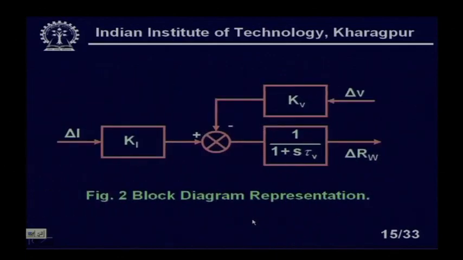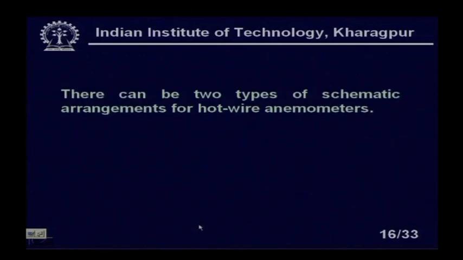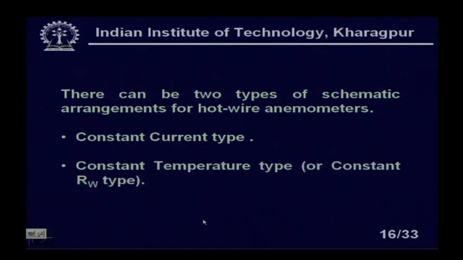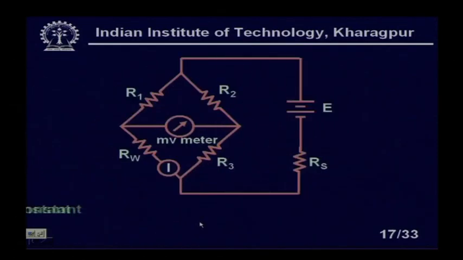Now, see the block diagram representation of our hot wire anemometers. This delta I am giving, this is the change of velocity delta v, and this is my change of resistance of the hot wire, right. This is a first order system, as you can see. So, there can be two types of schematic arrangement of hot wire anemometers, either constant current or constant temperature, right. So, constant current type and constant temperature type or constant R_W type.